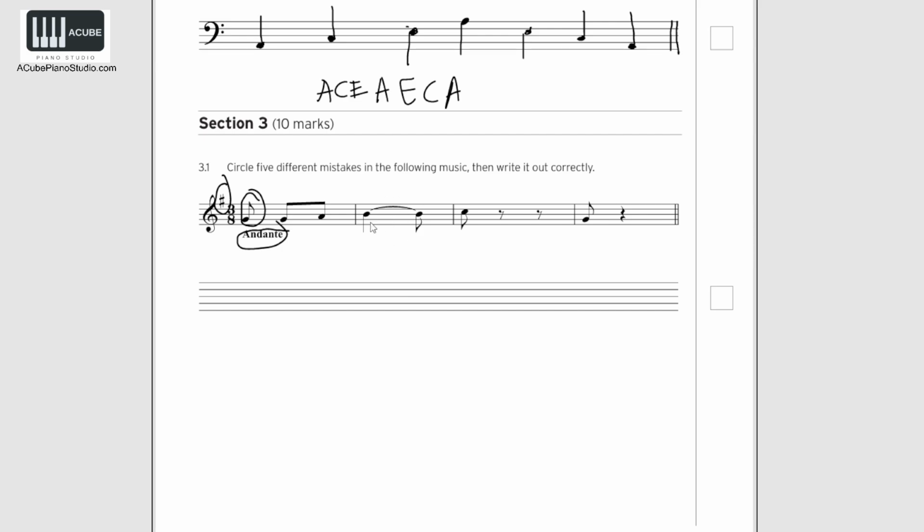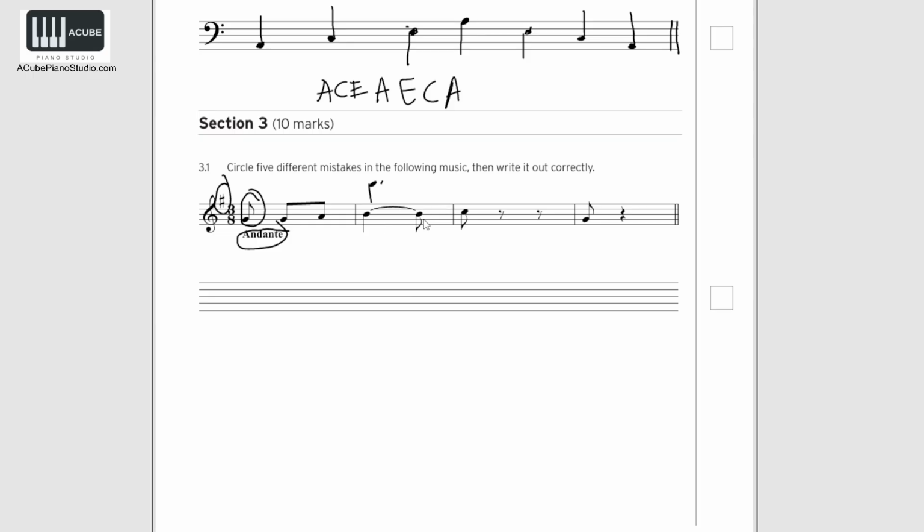Let's take a look at this. This is B. This is B. So if all of them are B, we will not use a tie. We will just use a dotted crotchet. We don't use a tie if all three of them are quavers.